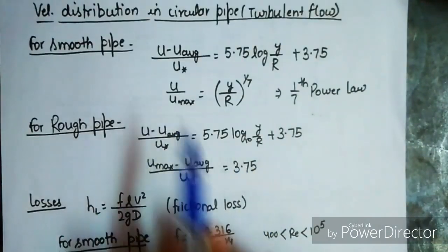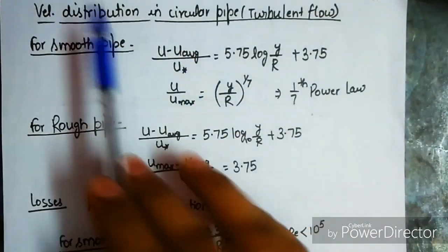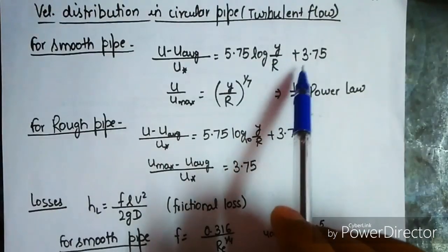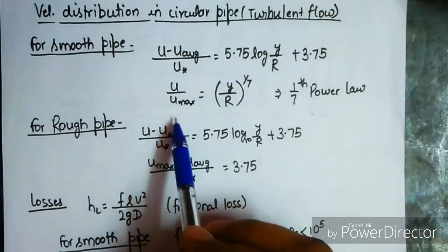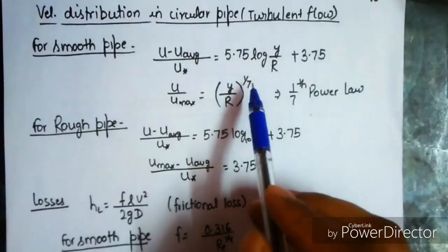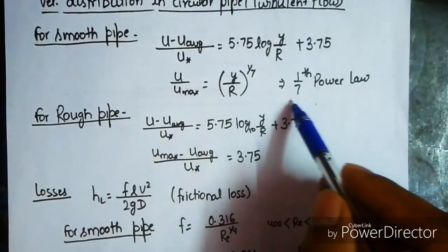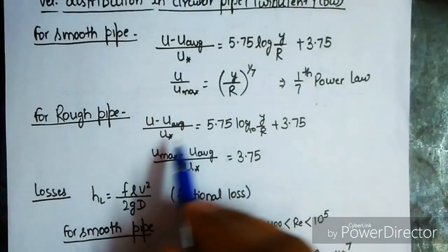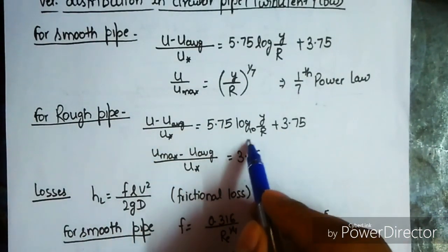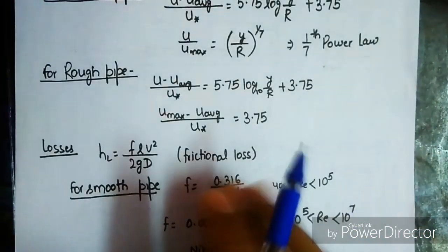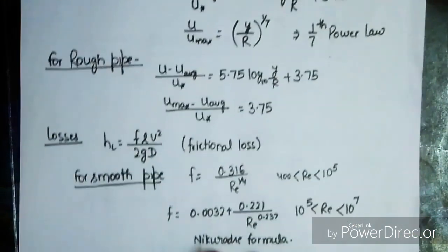For smooth pipe there are a few formulas we have to memorize. For smooth pipe, (u minus u average) upon u star equals 5.75 log of y by r plus 3.75, and u upon u max equals (y by r) raised to 1 by 7. This is called the 1 by 7 power law. For rough pipe, (u minus u average) upon u star equals 5.75 log base 10 y by r plus 3.75, and (u max minus u average) upon u star equals 3.7.